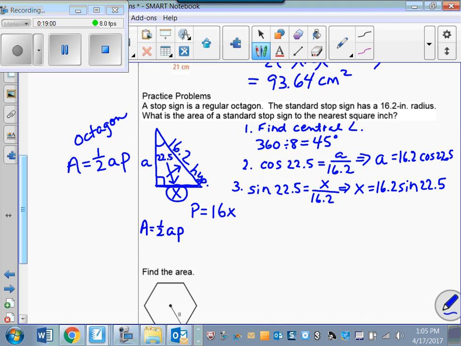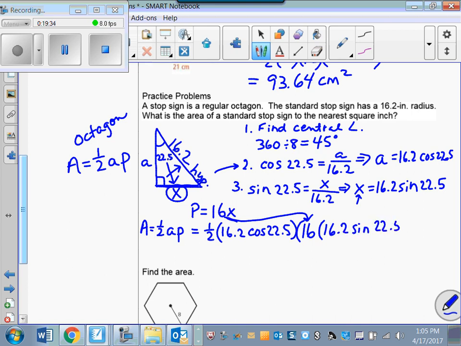Area is 1/2 apothem times perimeter, which is 1/2. Let's go up right here and get our apothem. It's 16.2 cosine 22.5. And our perimeter is 16, that 16 right there, and then that's times x, which is right here. So 16 times 16.2 sine of 22.5. I know it looks like a lot, but it's really not that bad. You just can't round it off until the very end.